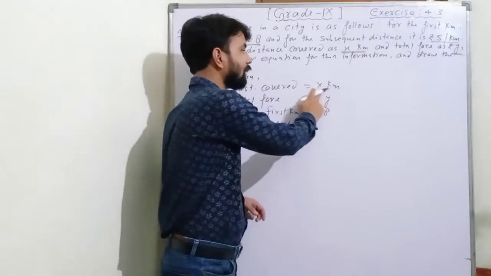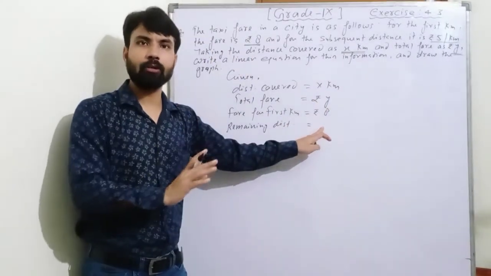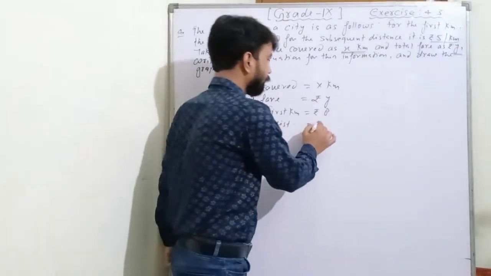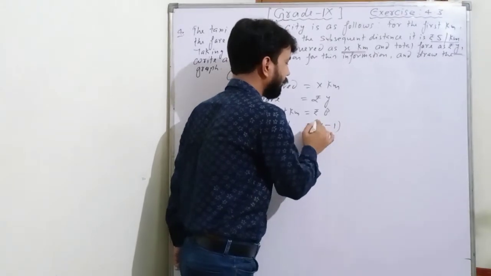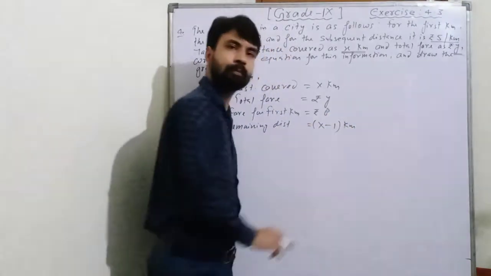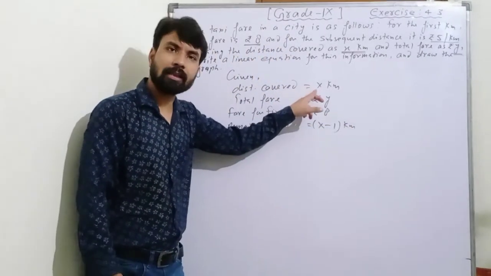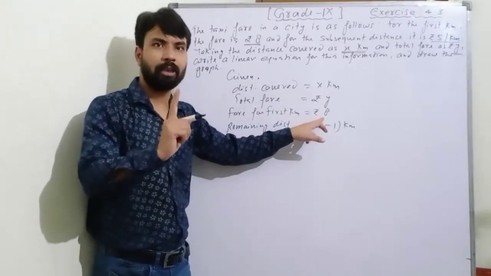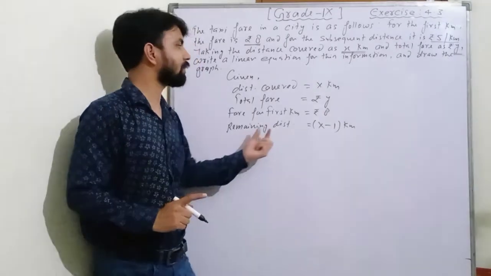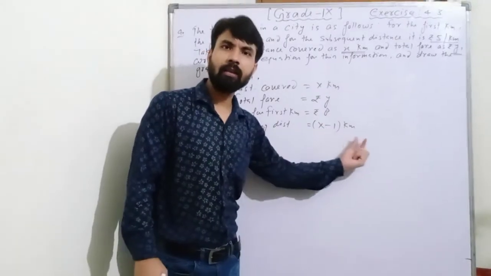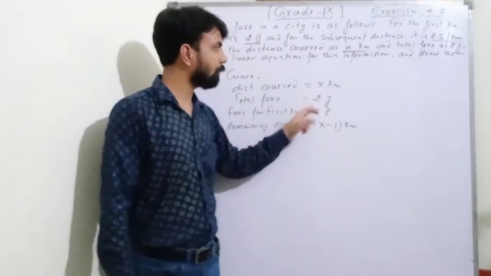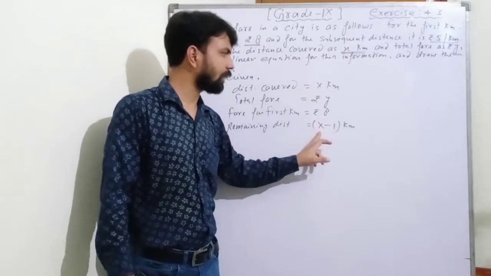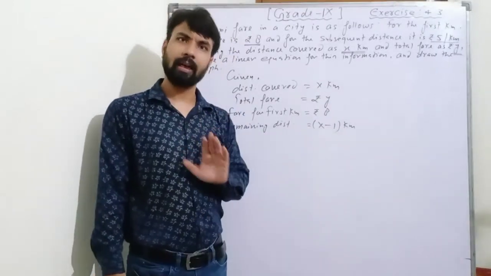x kilometer jana tha, 1 kilometer ke 8 rupees de diye, to ab bachi hui distance kitni reh gayi? That is x minus 1 kilometer or not? We have to travel x kilometer, but we have already paid rupees 8 for first kilometer. That means the remaining distance is x minus 1 kilometer. 1 kilometer hum chalaye, x kilometer jana tha, to bacha kitna? x minus 1 kilometer. Understood?